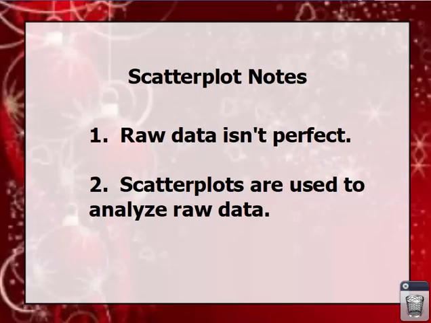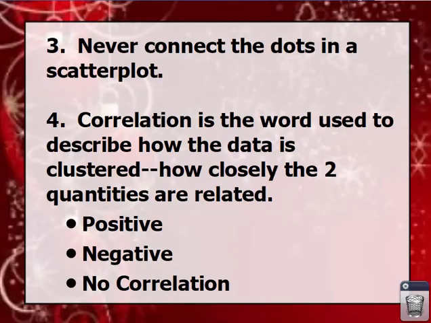The second thing, scatter plots are used to analyze raw data. So when we graph the data, we make determinations based on it. We analyze it. Number 3, we never connect the dots in a scatter plot. They're not meant to be connected, so we don't connect them. And then the big one, number 4, correlation. This is the biggest word that we have to understand today.